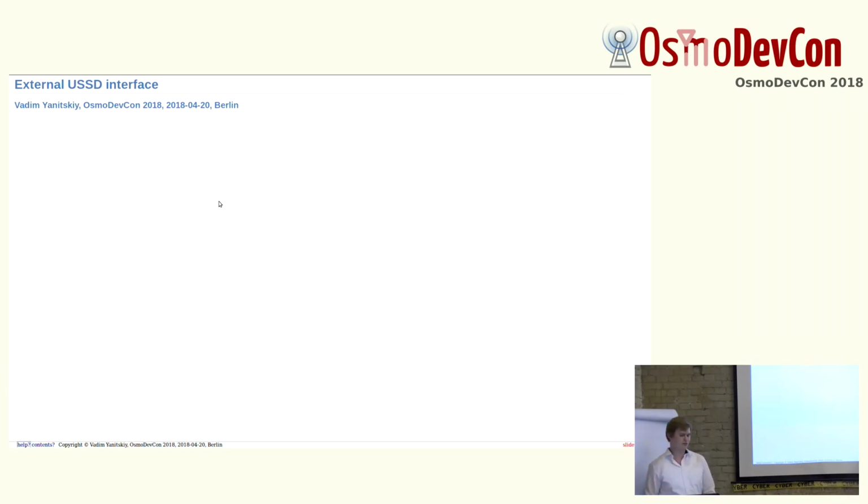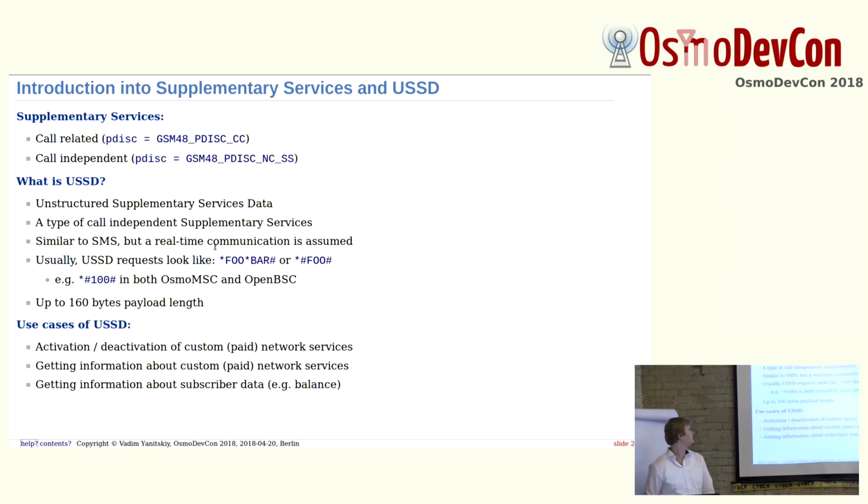The first thing I'm going to start with is a little introduction to supplementary services. Supplementary services are another way of communication between subscriber and network, like calls or SMS messages. There are two types of supplementary services: one is call-related and the other is call-independent. And what is USSD? It's a type of call-independent supplementary service, and it stands for Unstructured Supplementary Services Data.